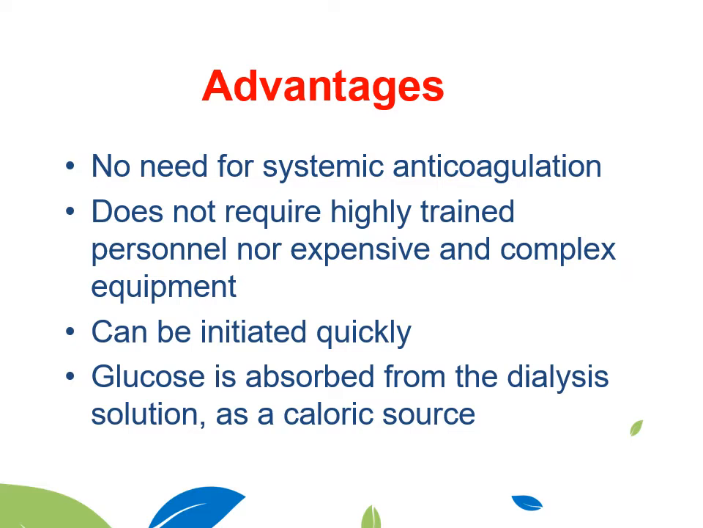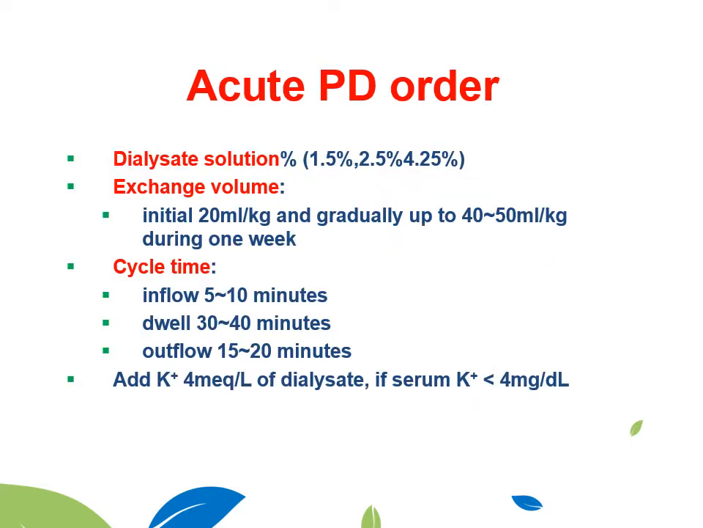And the glucose content in the PD fluid acts as a caloric source for those patients who are acutely ill. But it's not commonly used right now; it was used maybe 10 years back. However, some centers still adopt this technique in acutely ill patients where neither regular peritoneal dialysis nor hemodialysis can be used. They adopt this technique with the following PD order, where you use the regular dialysate solution you use for CAPD, either 1.5, 2.5, or 4.25%.